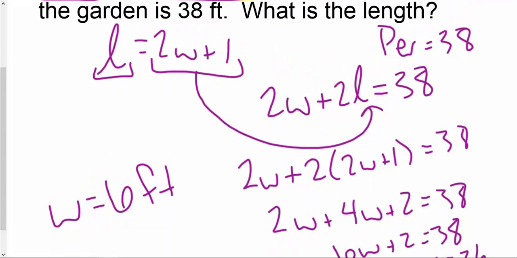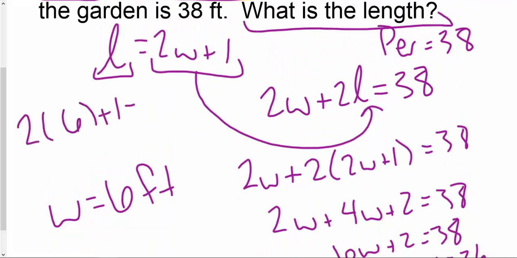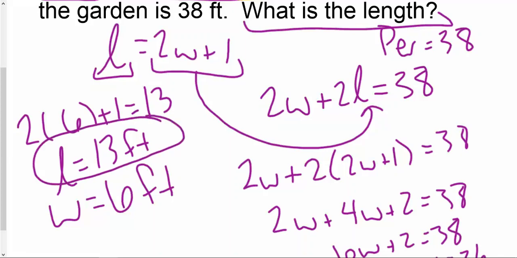Now, it doesn't ask for the width, though. It asks for the length. And so 2 times 6 plus 1 would be 13. So the length is 13 feet. Now, we could check by essentially seeing if this makes sense, right? Is 2 times 6 plus 2 times 13 equal to 38? Yeah, but the answer it wants is the length.